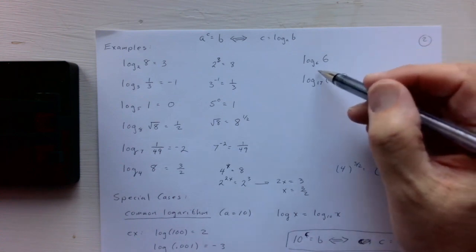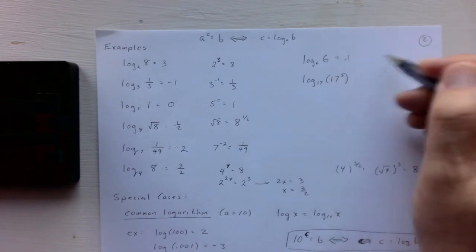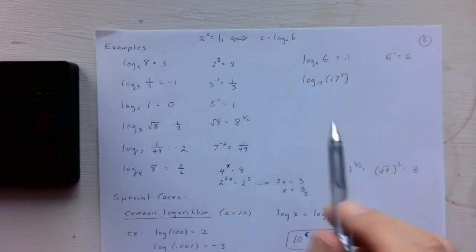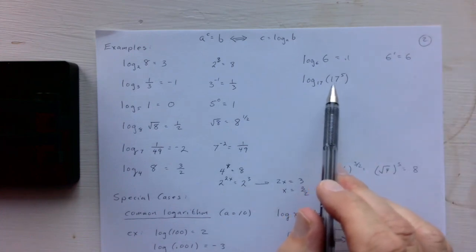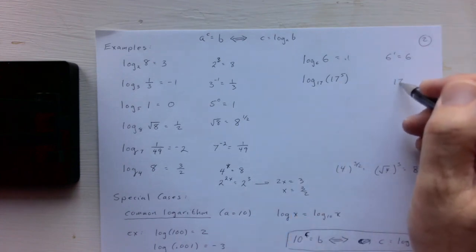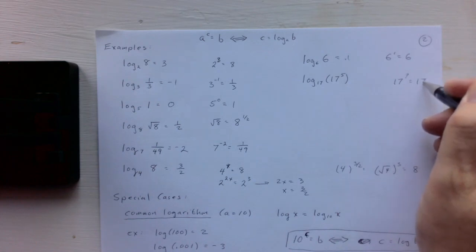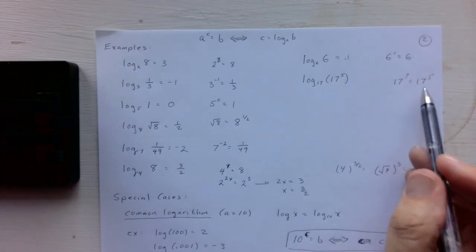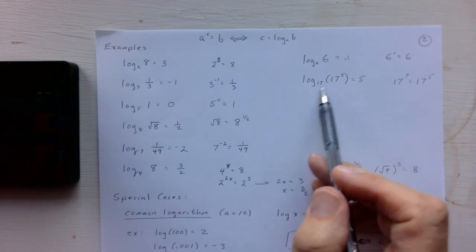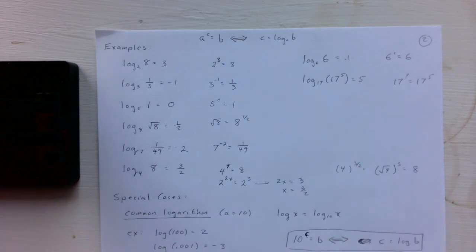What's the log of 6 base 6? Well, it's going to be 1, since 6 to the 1 is equal to 6. And this is almost so easy it's hard. 17 to what power is equal to 17 to the 5th? Obviously, it has to be 5, right? So in a way, these 17s cancel out. As long as these two numbers are the same, they'll cancel out.